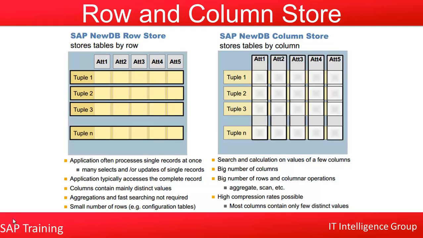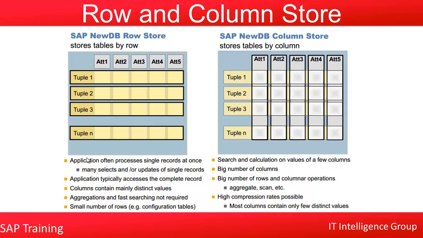As you can see in this diagram, this is your row store, which stores tables by row. So you can store the attributes here. This is one row where different attributes are stored. This is mainly for OLTP based applications, and applications often process single records at once, things like master data and configuration tables. For these kinds of tables it is recommended to use row store. Wherever aggregation and fast searching is required, you can go for column store tables.